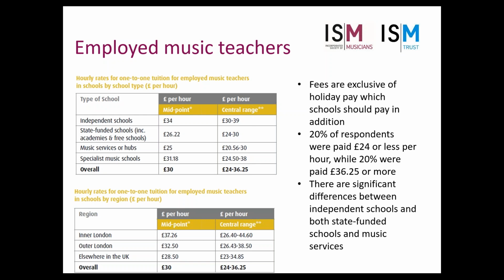Across all types of schools in all regions, the average hourly rate for one-to-one tuition was £29.83. The lowest hourly rate recorded was £9, and this was for teaching in a state-funded school in North West England. The maximum hourly rate quoted was £70, which was for teaching in an independent school in Inner London. 20% of respondents were paid £24 or less per hour, while 20% were paid £36.25 or more. And the median was £30 per hour. These rates show a slight increase from last year.